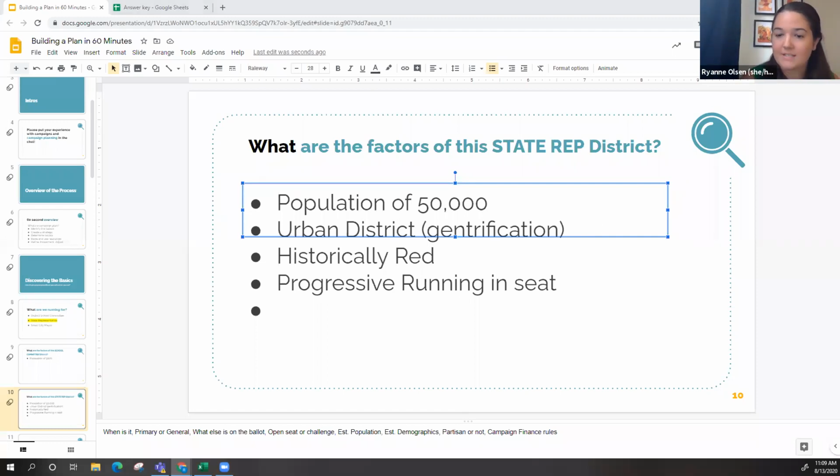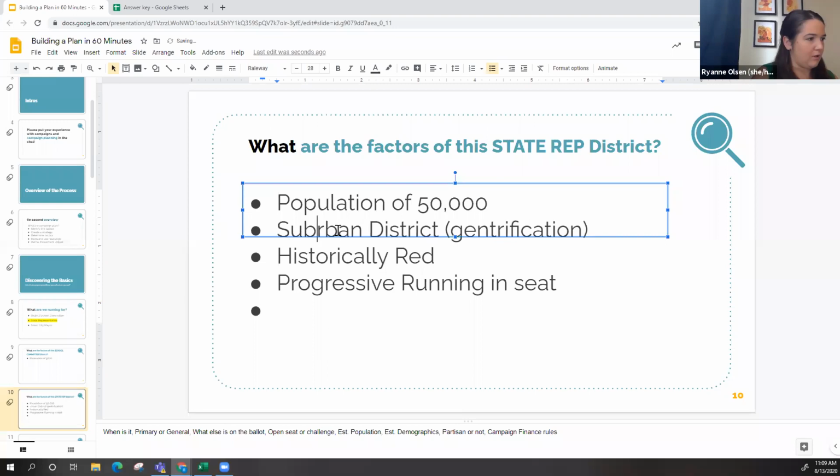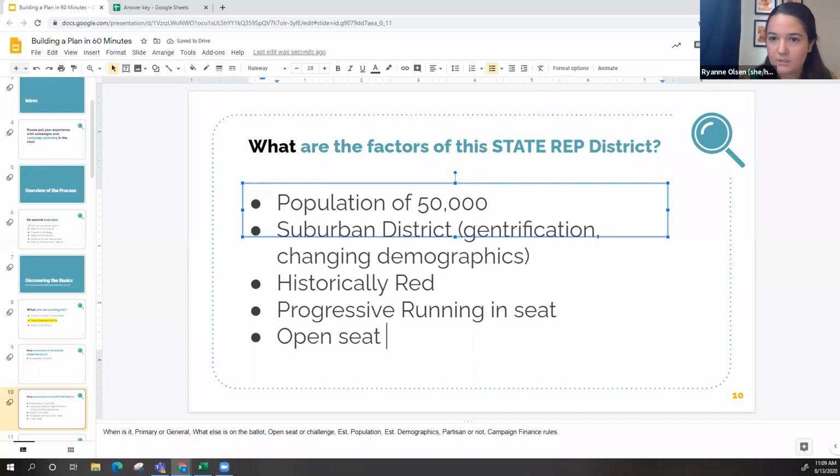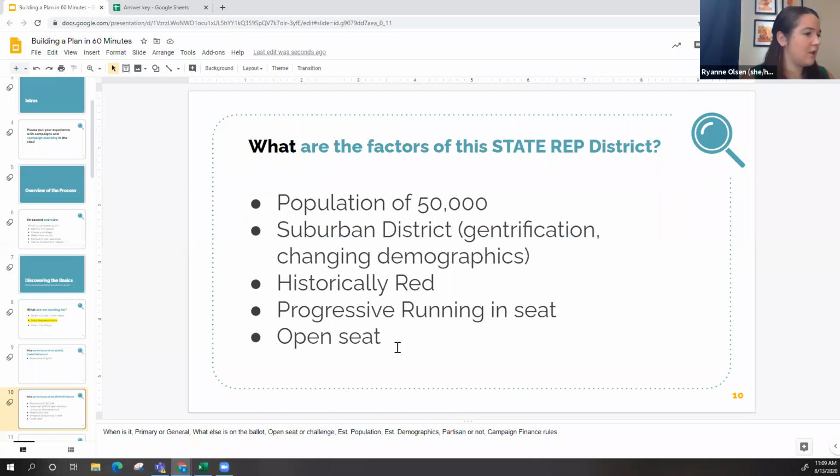Okay, so urban as in city or suburban. In order to make this work, let's have it be a suburban district. Suburban district. It's been gentrifying, but there's also some changing demographics as well. It's been historically red, a progressive is running in the seat, and it's an open seat. And the incumbent has been term limited out. Cool. Wonderful.